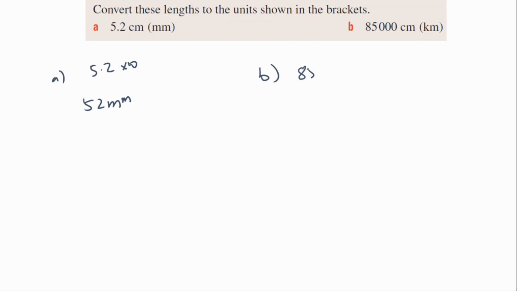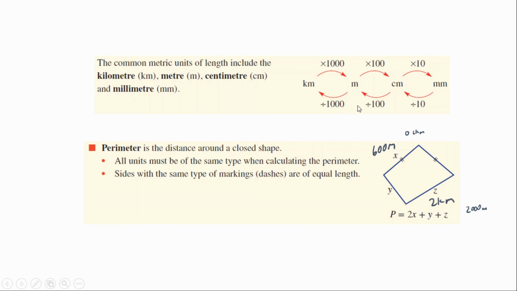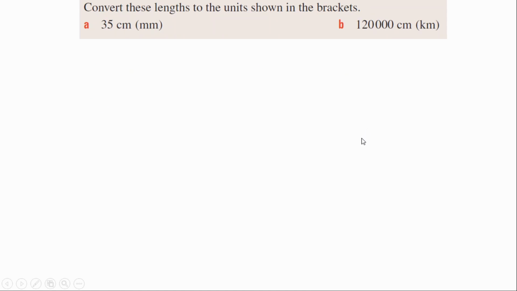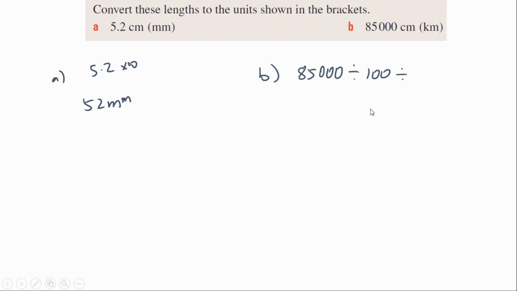We have 85,000. First, we're going to make it into meters. That will be divided by 100. And then we need to make it into kilometers. So we divide it by a further 1,000 here. So let's just write that down. 85,000 divided by 100 divided by 1,000. And if you put that into the calculator, that will give you 0.85 kilometers.